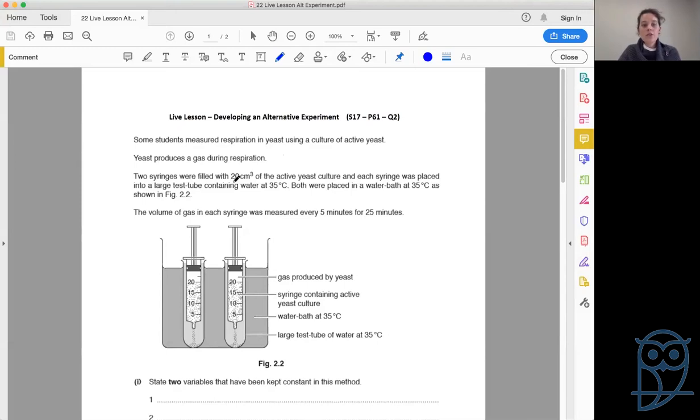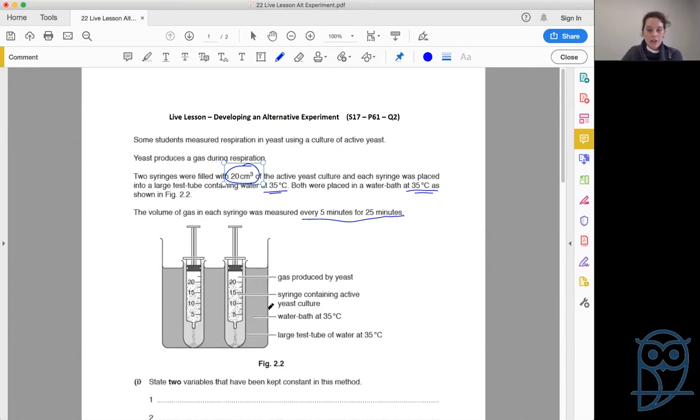So 2 syringes were filled with 20 centimeters cubed, that's nice, we like detail, of the active yeast culture, and each syringe was placed into a large test tube containing water at 35 degrees C. Both were placed in a water bath at 35 degrees C, as shown in figure 2.2. So there is an attempt here to control the temperature. Okay, so the volume of gas in each syringe was measured every 5 minutes for 25 minutes.